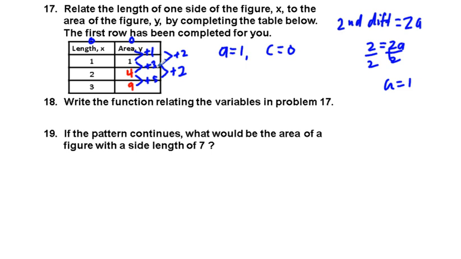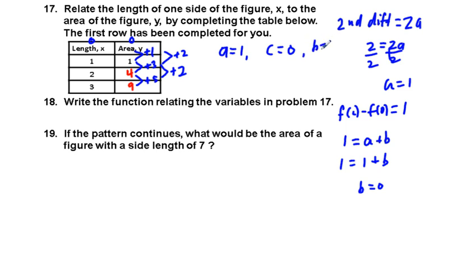And then we have the last one. We say the difference between the first difference there. So we're going to say f of 1 minus f of 0, using function notation, is going to be 1 minus 0, which is 1. So 1 is equal to a plus b. And we determined already that a is 1. So 1 equals 1 plus b. And solving, b is going to be equal to 0. So we have b equals 0.